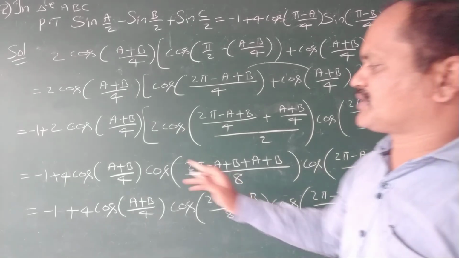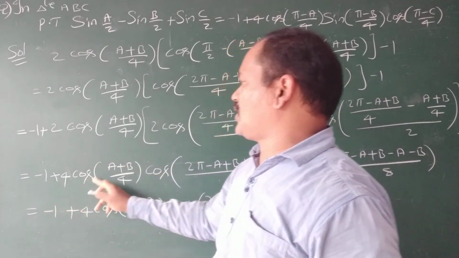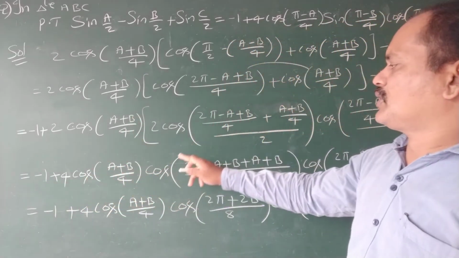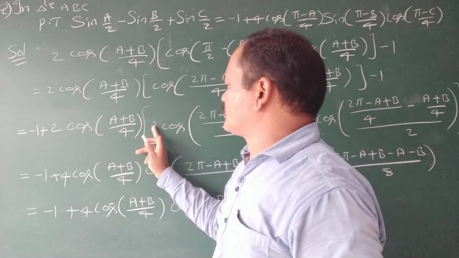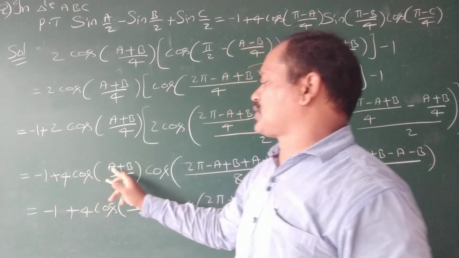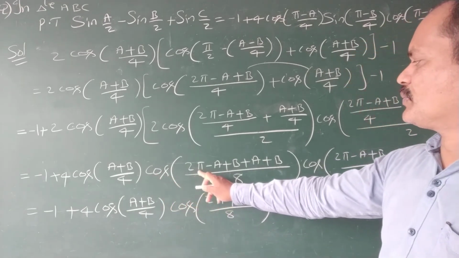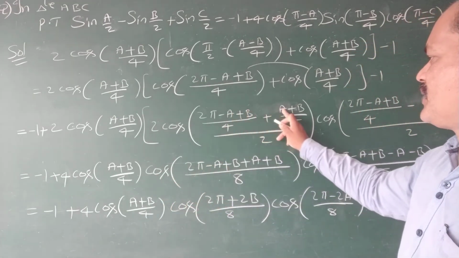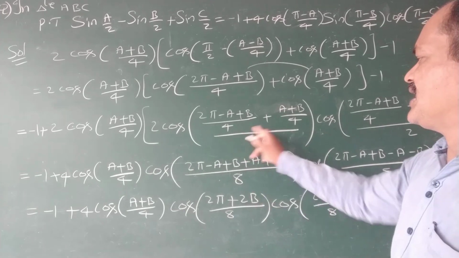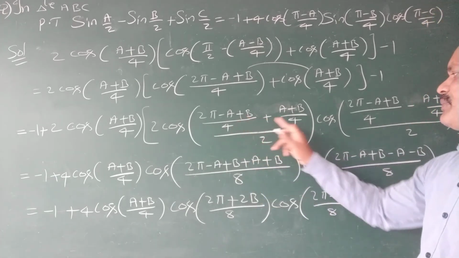That's all. After simplification, minus 1 plus 4 cos (A plus B)/4. Since here it is 2 into 2, 4, that's why minus 1 plus 4 cos (A plus B)/4 into cos (2 pi minus (A plus B))/8, since here by 4 by 4 by 2.